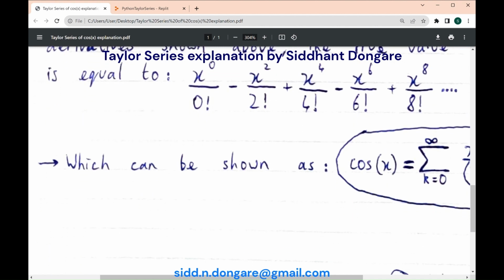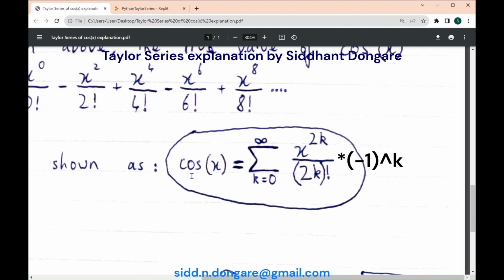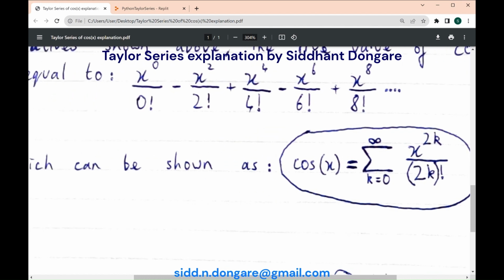And this can be shown using the sigma notation for the infinite sum. Cosine of x is equal to the sum where k equals 0 as the starting point, and going all the way up to infinity, of x to the 2k all over 2k factorial times minus 1 to the k. The x to the 2k is important because we're starting at 0 and it's going 0, 2, 4, 6, 8 and so on. And the 2k in the factorial part of this is important as well, because we're using 0 factorial, then 2 factorial, then 4 factorial, and so on.